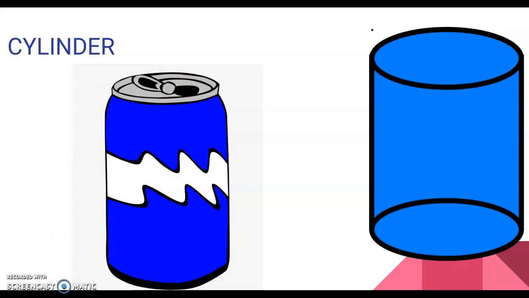Our last shape is a cylinder. A cylinder also takes up space. It is a solid. A cylinder has a circle on top, a circle on bottom, and a curved surface. A lot of students compare it to a soda can. It helps them visualize it, and it is also able to roll.